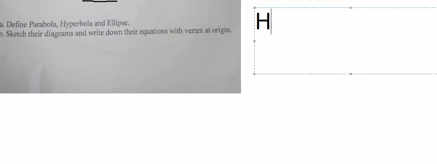The next one, this is hyperbola. So the formula should be x squared over a squared minus y squared over b squared equal to number 1. So the graph should be like this. This is the graph of hyperbola.